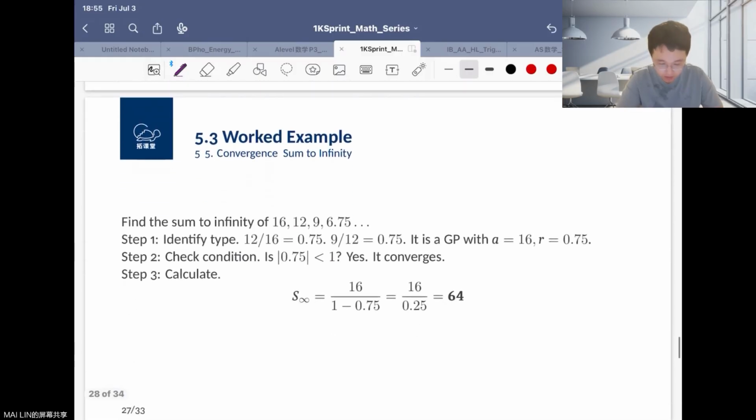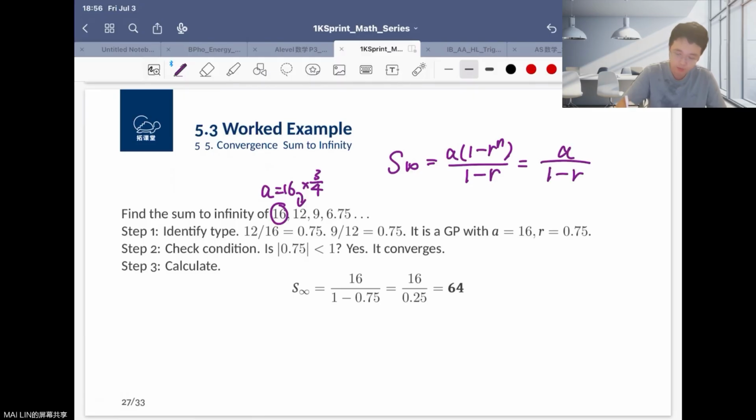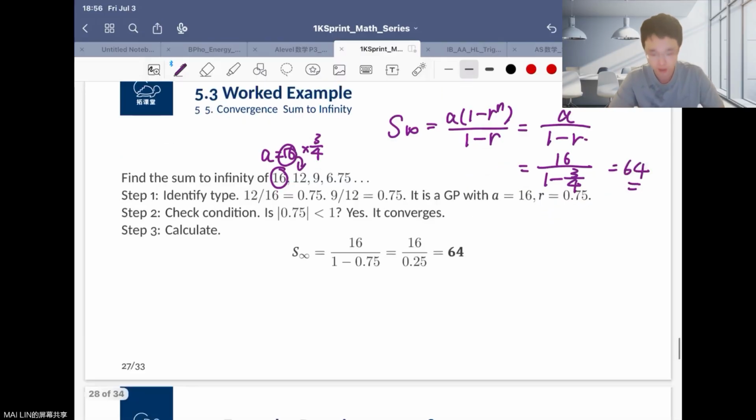Okay, so the sum to infinity is a over 1 minus r. Here is a working example. The first term a is 16 and the second term is 12, so the ratio is 3/4, and its modulus is smaller than 1. From the formula, when n approaches infinity, the value becomes a over 1 minus r. So it's 16 over 1 minus 3/4, which is 64. The sum to infinity is 64.